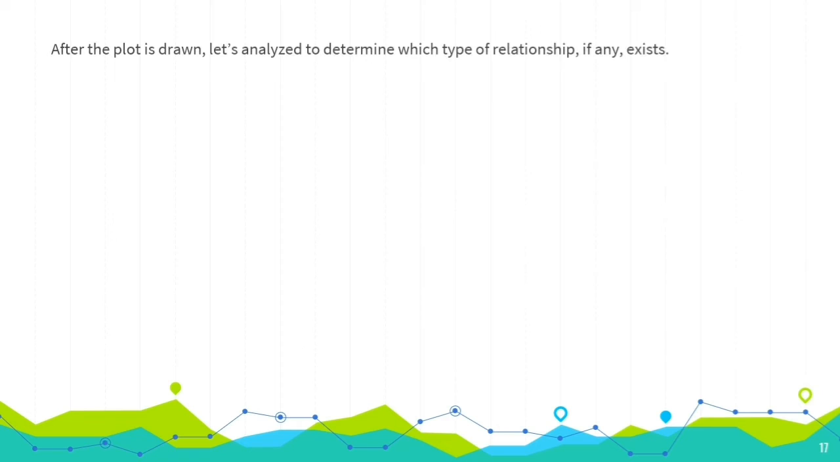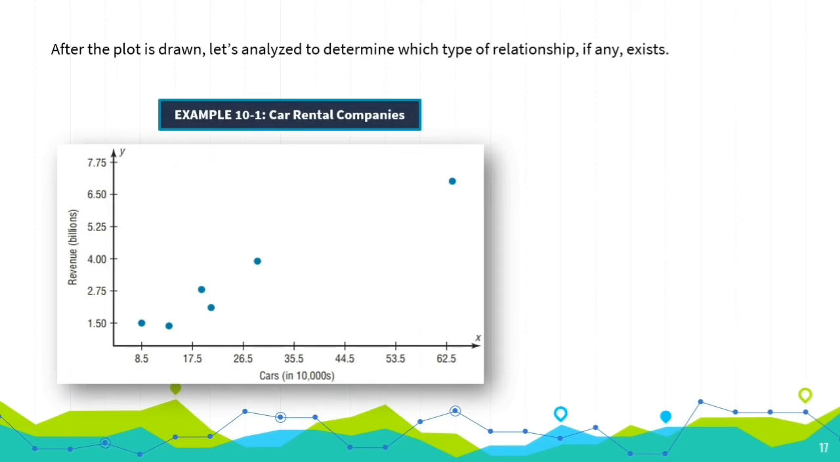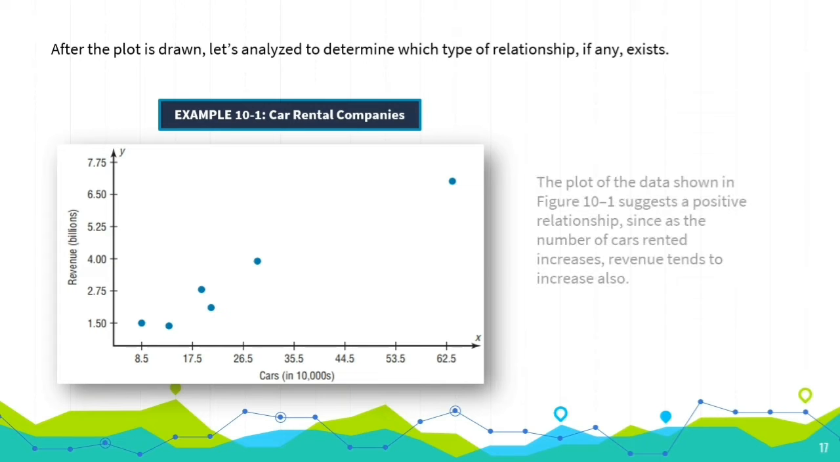After the plot is drawn, let's analyze it to determine which type of relationship, if any, exists. In the introduction, we have the two types of relationship, the positive relationship and the negative relationship. So for example, 10-1, car rental companies. The scatter plot of the data shown in this figure suggests a positive relationship, since as the number of cars rented increases, revenue tends to increase also.